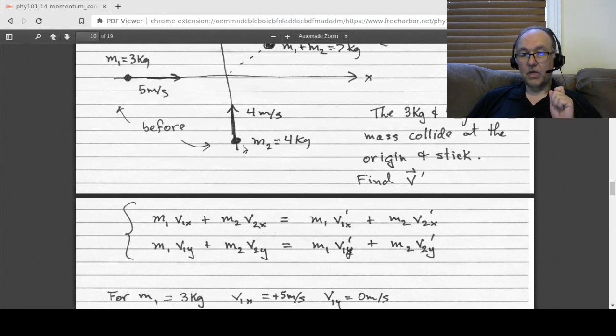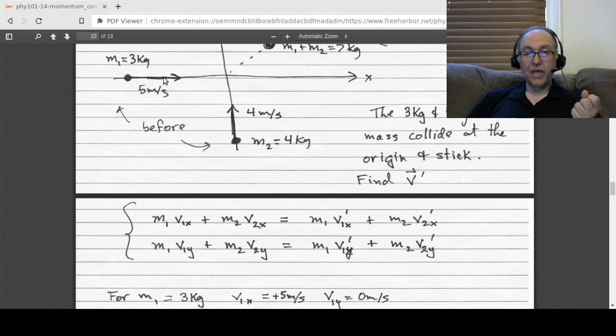Same thing for m2 here. M2 is along the negative y-axis, but its velocity is actually in the positive y direction. So students will sometimes make that mistake. Don't make that mistake. We're not looking at where it is, that's like your position. We're looking at what direction it's moving in, the velocity.